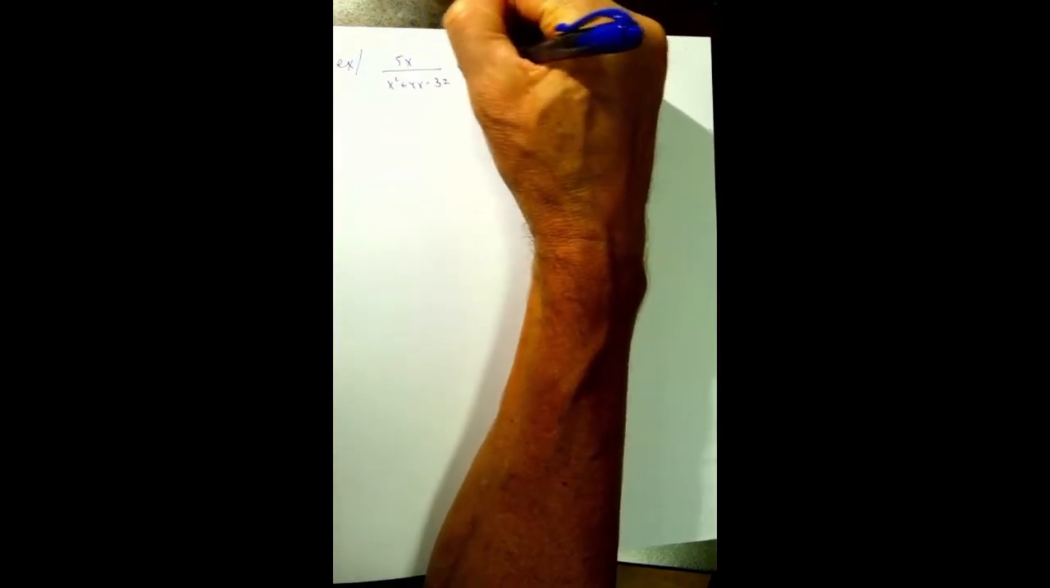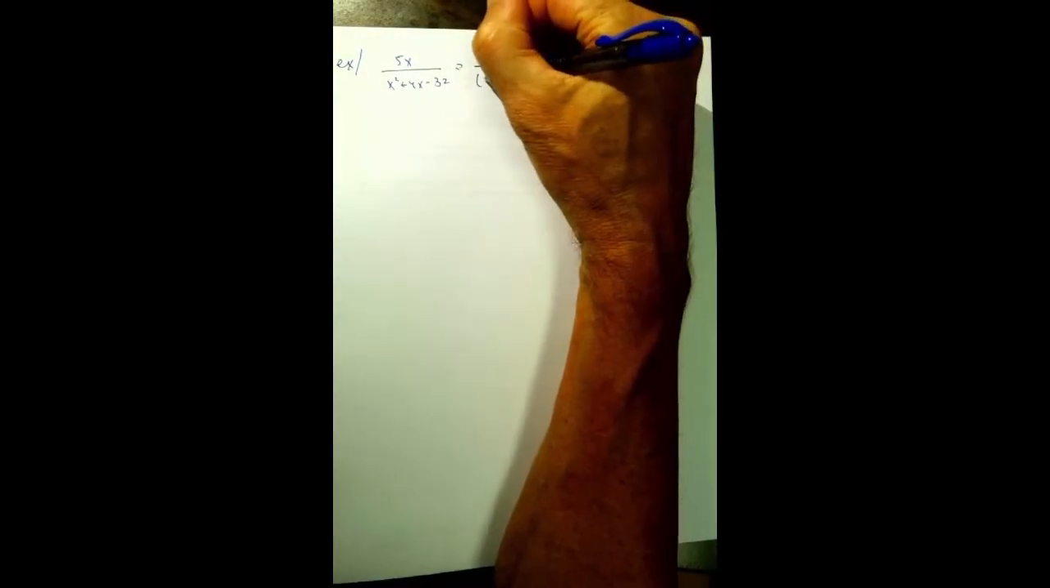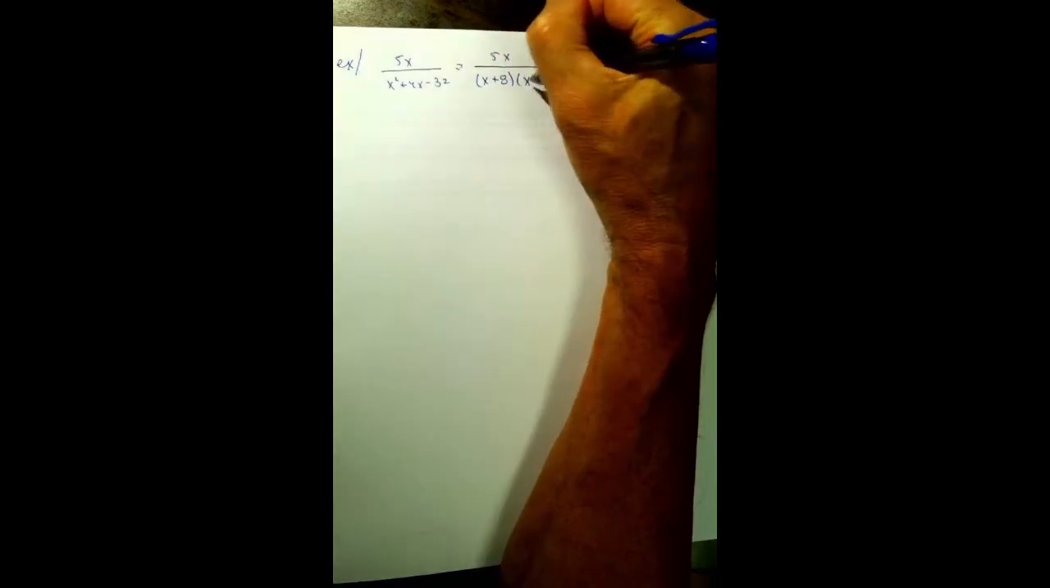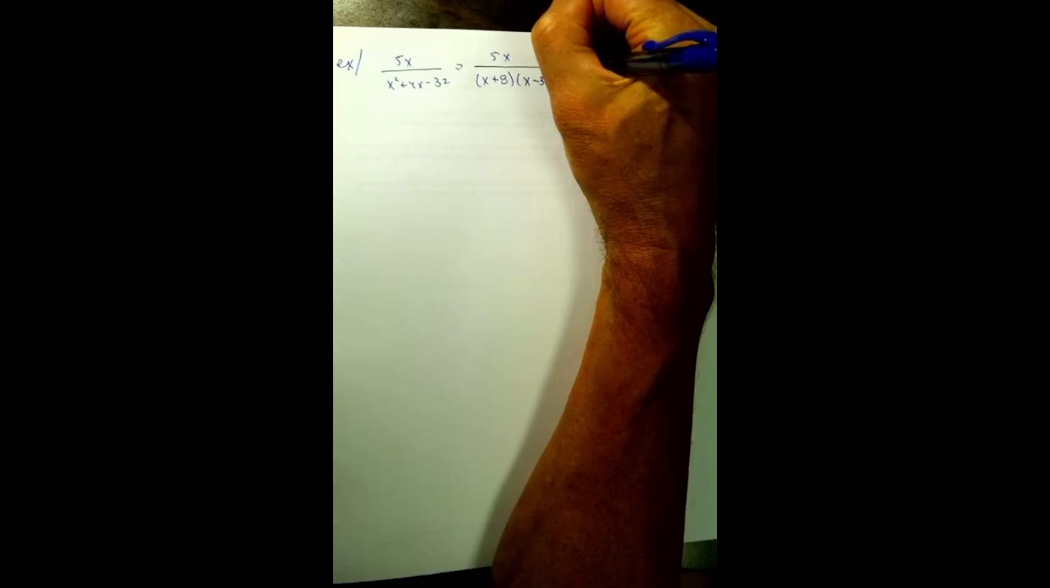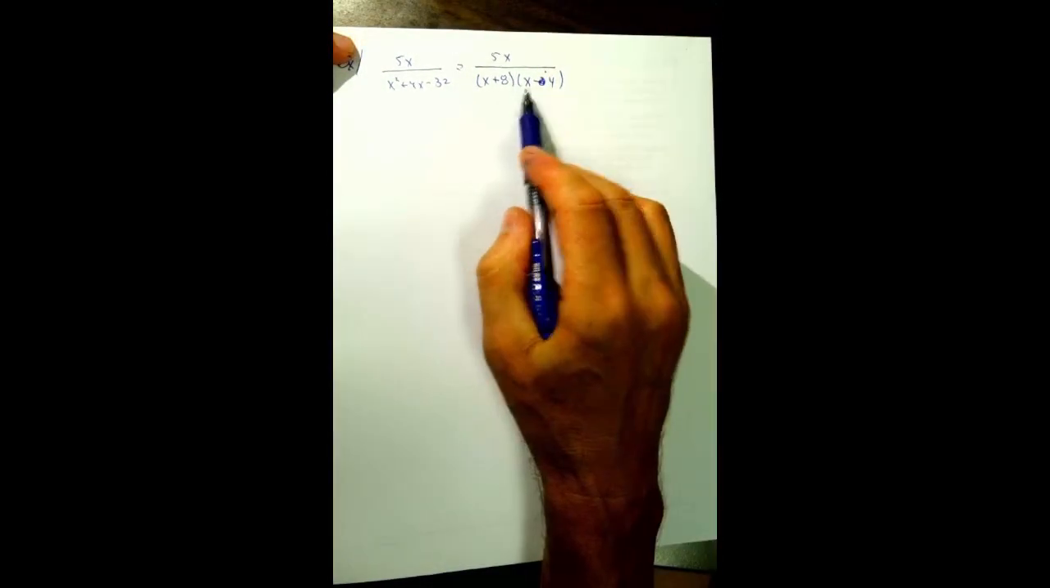So for example, suppose I have 5x over x squared plus 4x minus 32. If I factor the denominator, that's going to be what? x plus 8 times x minus 4, because 4 times 8 is 32. Is that correct? Minus 4, plus 8. Okay. And now the most general way to write this is going to be something over x plus 8 plus something over x minus 4. The question is what is a and b?